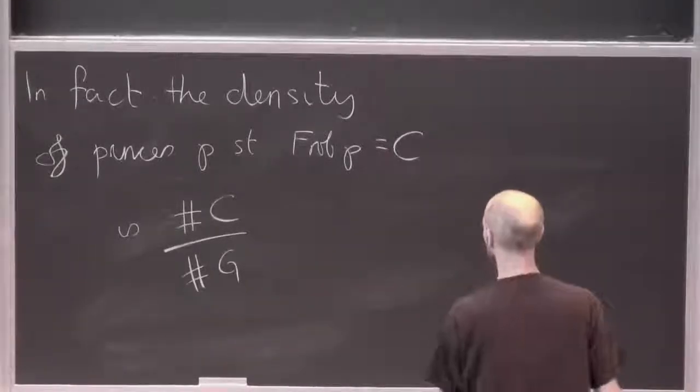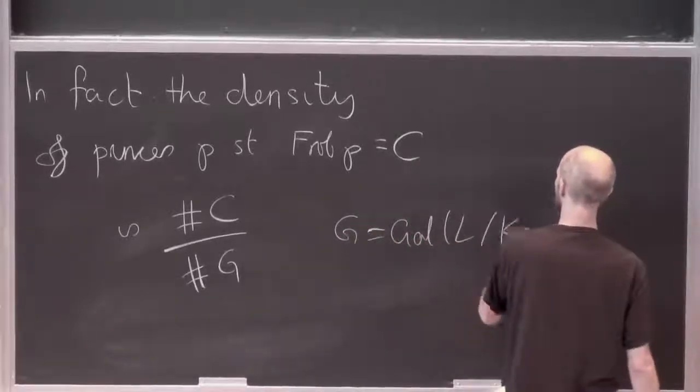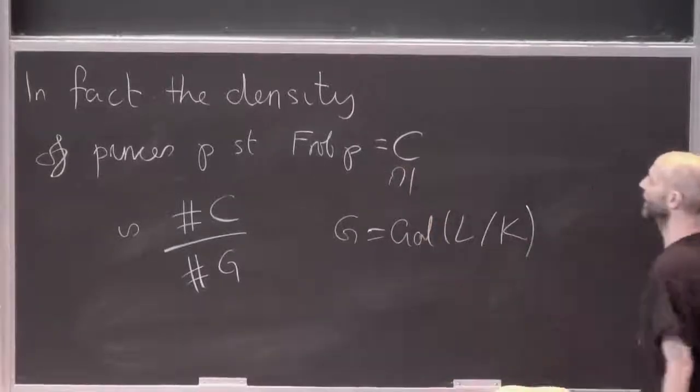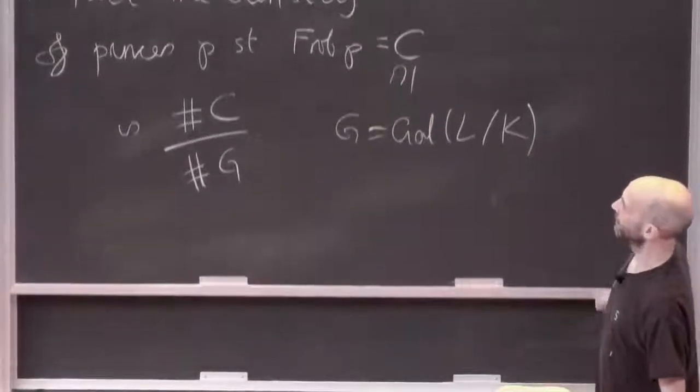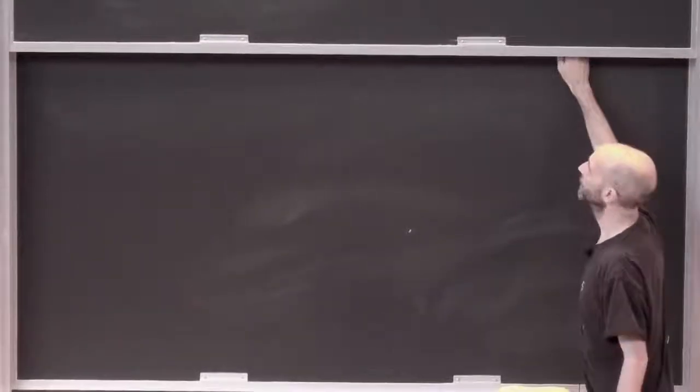Oh, the Galois group. Sorry. G is Gal L over K, and C is a subset of G, you see. There. So this is some sort of quantum mechanical principle. But I think the proof doesn't use quantum mechanics. It uses analysis or something.